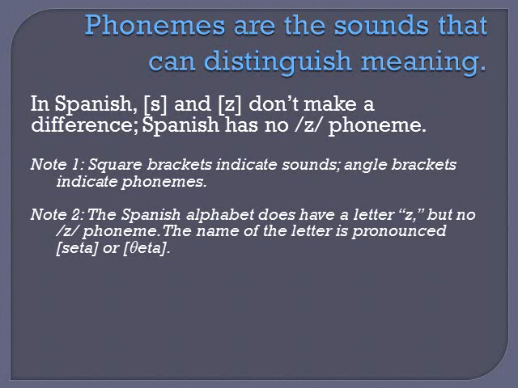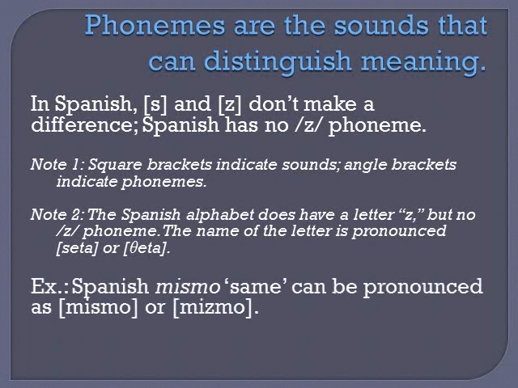Second note, as I indicated, the Spanish alphabet does have a letter Z, but there's no Z phoneme. In fact, the letter in the alphabet is pronounced as zeta, or if you're from Spain, as theta. So there's no zeta. If you say that again, you'll sound like you have an English accent.